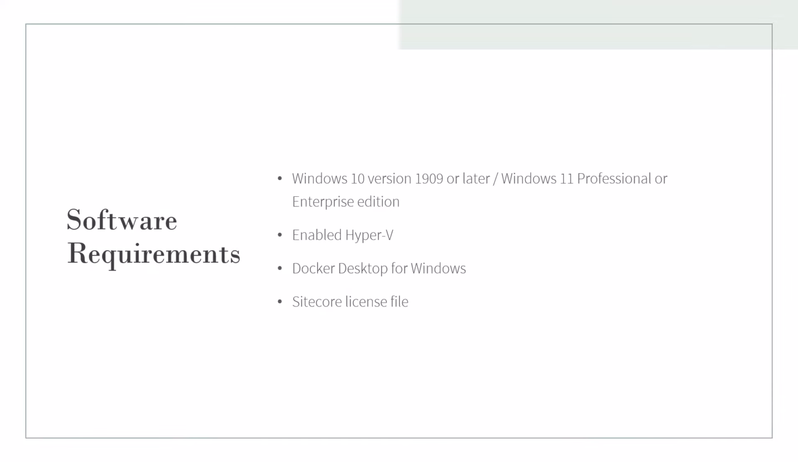The software requirements that need to be met are Windows 10 version 1909 or later, or Windows 11 Professional or Enterprise Edition, Hyper-V enabled, Docker Desktop for Windows, and of course, a Sitecore license file.